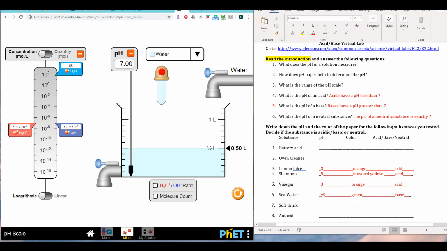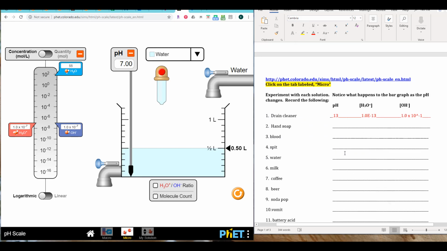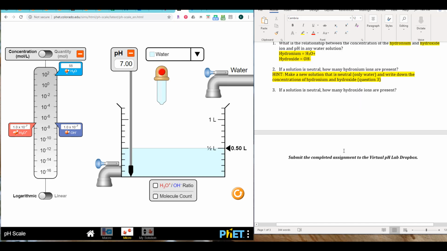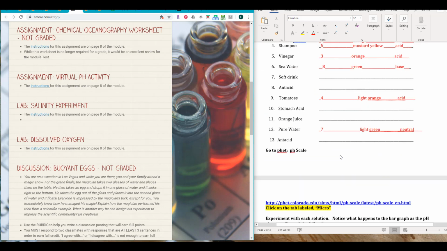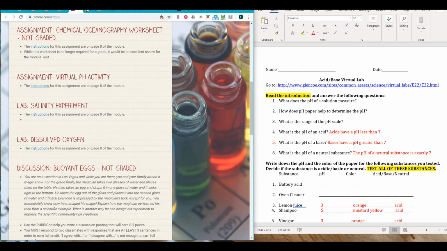And that's all you need to do. I'm going to highlight here, test all of these. Okay. And I will post this document that I've edited and highlighted and things like that. I will go ahead and post that in this newsletter under virtual pH activity, so you can edit my document if you want. You don't have to. So hopefully this video was helpful.